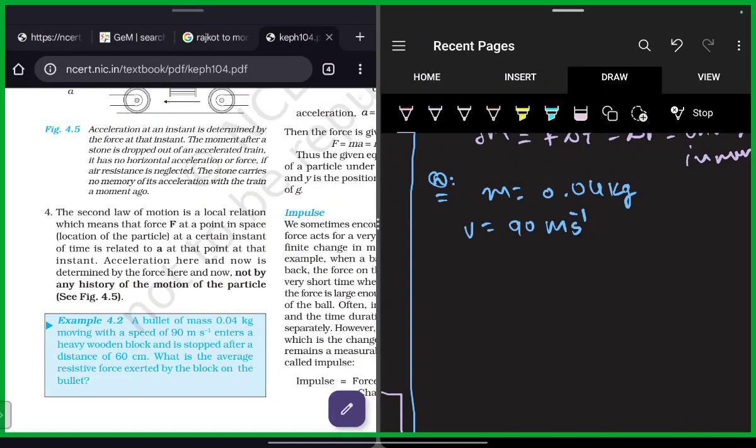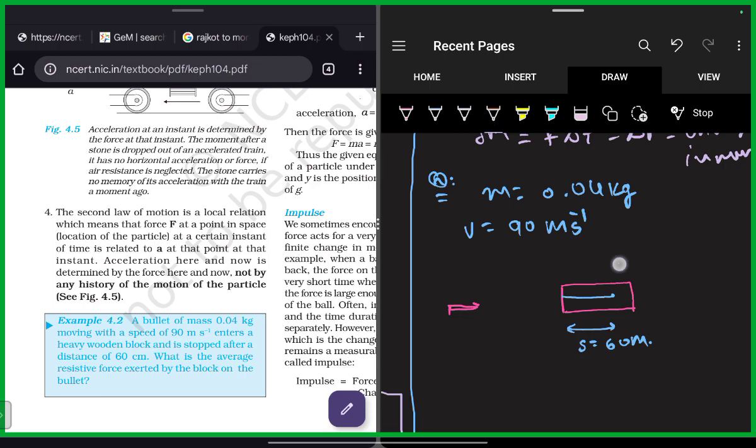So mass is 0.04 kg. The bullet is moving with 90 meter per second and enters a heavy wooden block. This is our bullet. It enters a heavy block and is stopped after a distance of 60 meter. What is the average resistive force exerted by the block on the bullet?